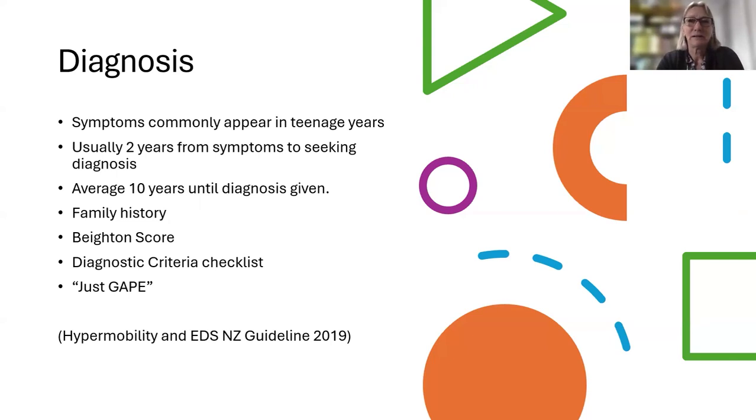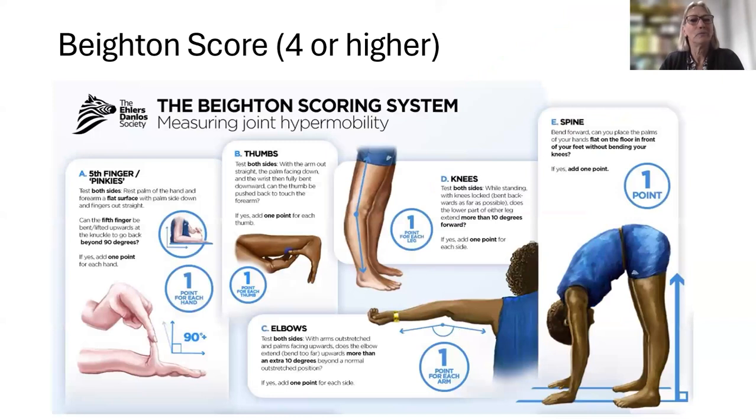So the first thing that practitioners will do is find out, is there anyone in your immediate family who has similar symptoms or has been diagnosed with EDS or hypermobility? Then they will do the Beighton Score, which we'll talk about in a minute. And there's also a diagnostic criteria checklist, which is really quite comprehensive. And then there's this acronym called Just GAPE, which is kind of a checklist to make sure that you've looked at all areas that need to be signed off.